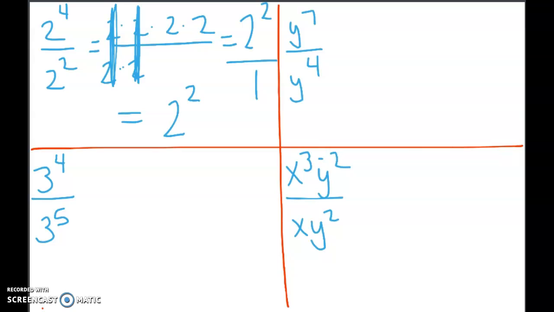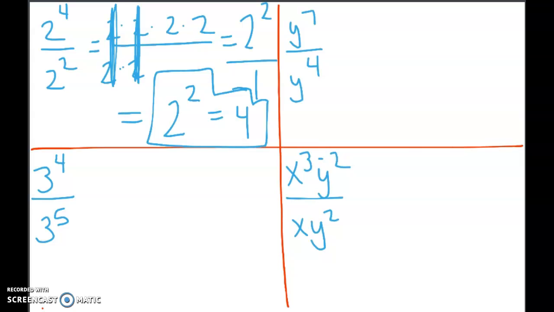And if we wanted to find a value, we could do that. 2 times 2 is 4. So essentially, these are the same thing. Pause the video here and try the next 3 on your own. Okay, let's see what you got.